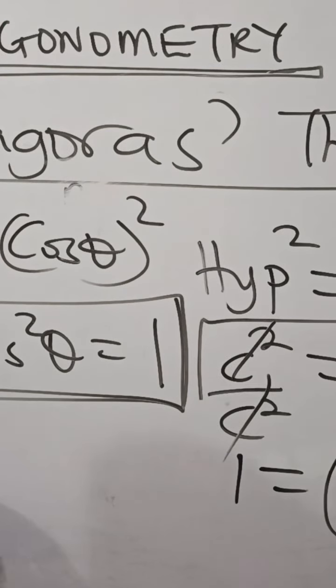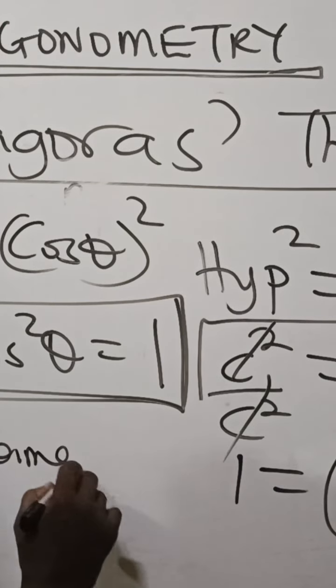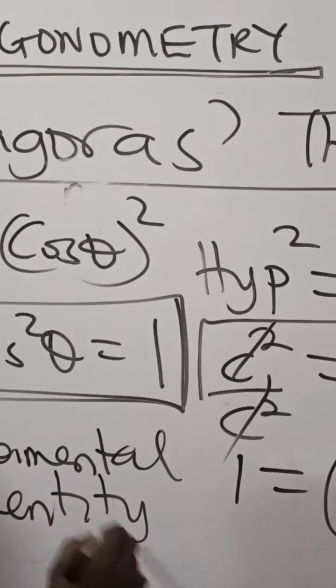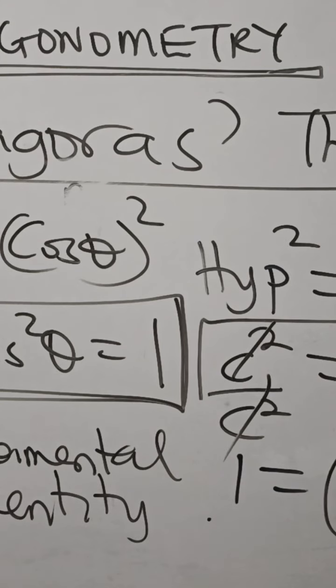Please, let's take note. It's called the fundamental identity. So please, let's take note that sine squared theta plus cos squared theta equal to 1 is the fundamental identity under trigonometry.